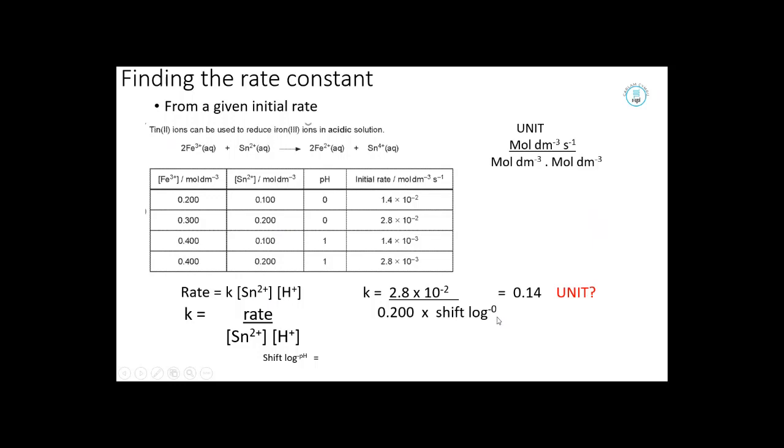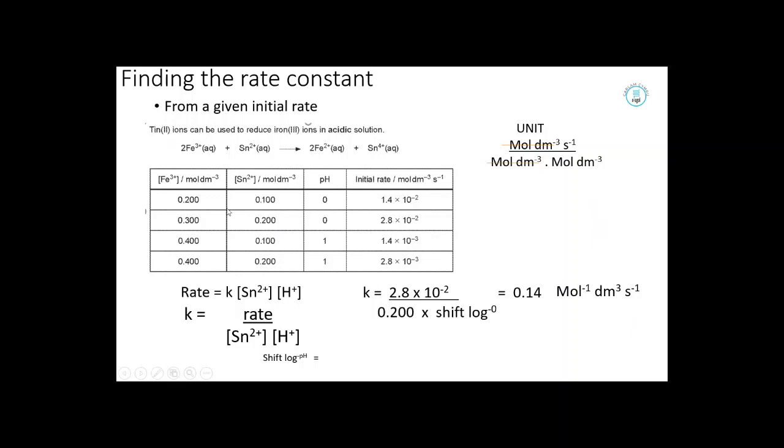Units, really important, you can work out units. So when you work out units, you need to think about the units of rate, R. So rate is mole dm to minus 3 s to minus 1. And then our units of concentration, well, that's the Sn2 plus, mole dm to minus 3. That's our H plus, mole dm to minus 3 as well. They cancel out. Okay, and then when we rearrange our units, we bring that up to the top. So we take the reciprocal of this, mole to the minus 1, dm to the 3, and we leave s to the minus 1 on the top there. So that's how you find your rate constant.